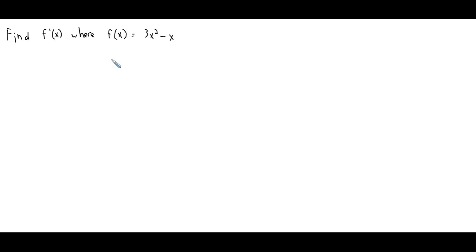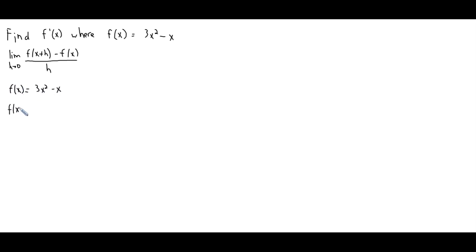So our first example, find f prime of x where f of x equals 3x squared minus x. Okay, well, how do we do this? First, let's write down our formula. The limit as h approaches 0 of f of x plus h minus f of x, all divided by h. Okay, so step 1, right, is we look at f of x, and we know that. It gives it to us, right? F of x equals 3x squared minus x.